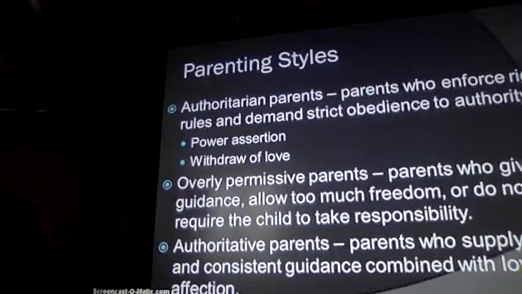The second type is the overly permissive parents. Those are parents who give little guidance, allow too much freedom, or do not require the child to take responsibility. And finally, the third parenting style is authoritative parents, who supply firm and consistent guidance combined with love and affection. You can probably imagine which of those three is the better one for the more optimal, secure, and healthy development of the child.